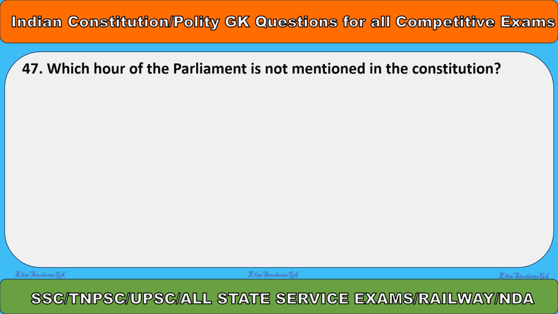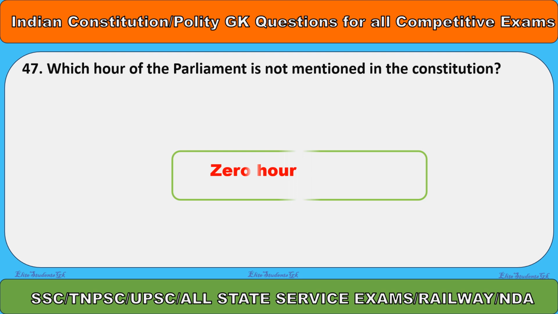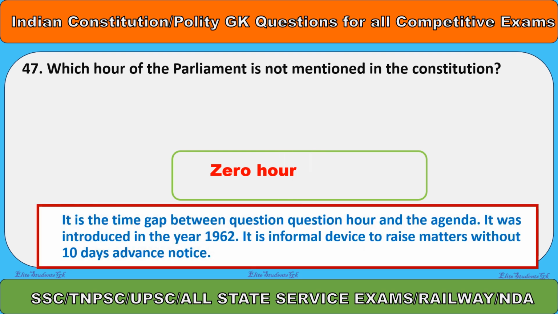Which hour of the Parliament is not mentioned in the Constitution? Zero hour. It is the time gap between question hour and the agenda. It was introduced in the year 1962. It is an informal device to raise matters without 10 days advance notice.